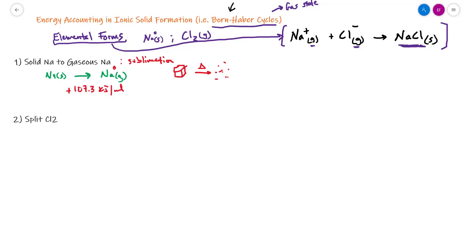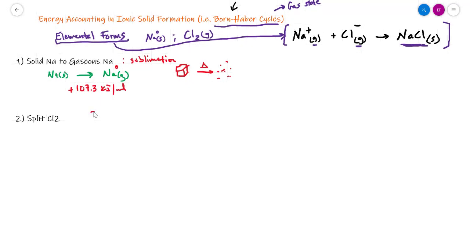So the second step is to focus on Cl2 gas. Luckily, its physical state is already in the gas form, so we don't need to do anything about that. But we've got Cl2 bound together, right? So right now it looks like this. We've got to come in, add some energy, and sever that bond. So we've got to split it in half to make Cl.